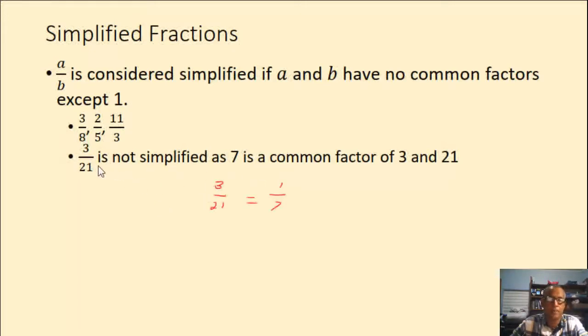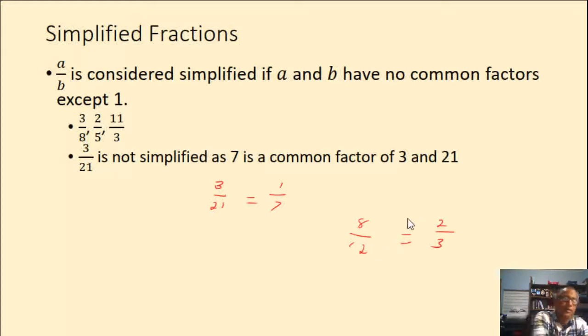So 3 over 21 can be reduced to 1 over 7, 1/7. And likewise, we look at this case here, 8/12 can be reduced to 2/3. Notice I divide both the numerator and denominator by 4. That's the same as multiplying both the numerator and denominator by 1/4. So multiply this by 1/4, multiply this by 1/4.